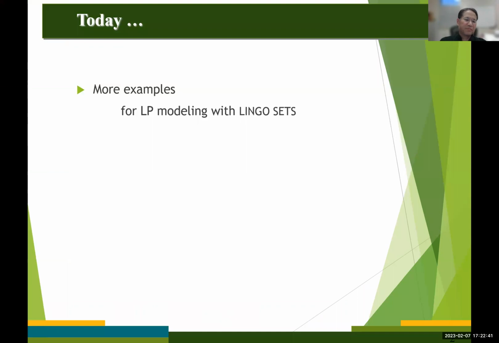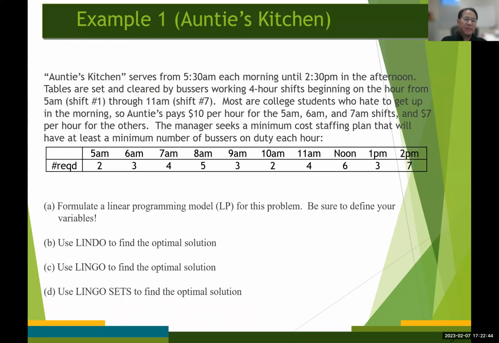Okay, so our first example is Auntie's kitchen problem. Auntie's kitchen serves from 5:30 early in the morning each day until 2:30 in the afternoon. And the tables are set and cleared by buzzers working 4-hour shifts, beginning on the hour from 5 a.m. That's going to be the shift number 1 through 11 a.m. That's going to be the shift number 7, right? And most are college students who hate to get up in the morning.